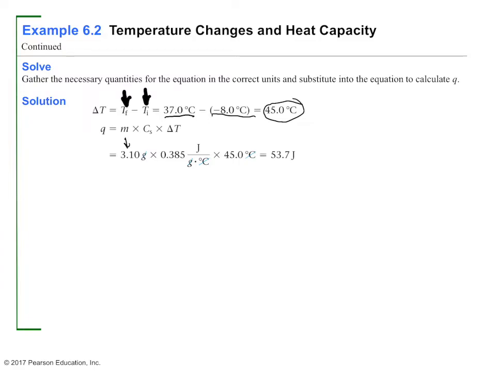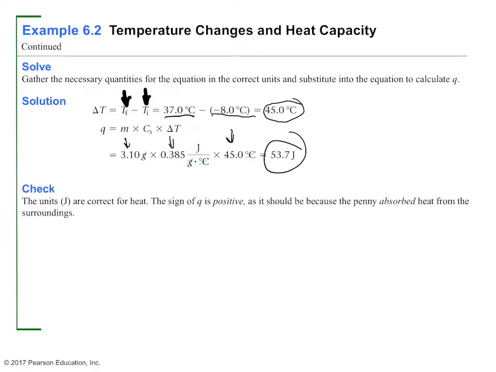So plug in the grams, plug in our specific heat for copper, and plug in the temperature difference, and that gives us 53.7 joules. The units, joules, are correct for heat. The sign of Q is positive, as it should be, because the penny absorbed heat from the surroundings. It went from colder to hotter.